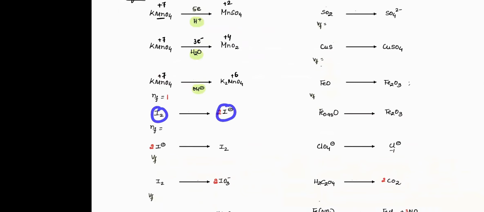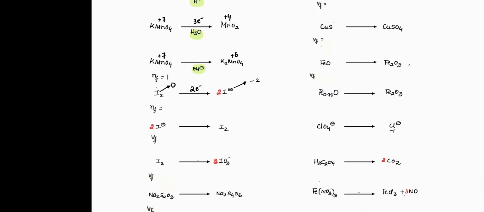I2 to 2I minus. Now this is very important. Check, everybody. When I write I2, that means you need to check for 2 moles how much the charge is. Why? Because 1 mole of I2 contains 2 moles of iodine atoms. So if it is about iodine atoms, the charge here is 0, and for 2 iodines, it is -2. So the number of electrons transferred is 2. Got it? So the valency factor, how much is the electron difference here? Between 0 and -2, a 2 electron difference. So that will be the valency factor here.